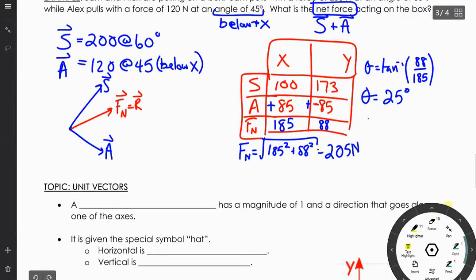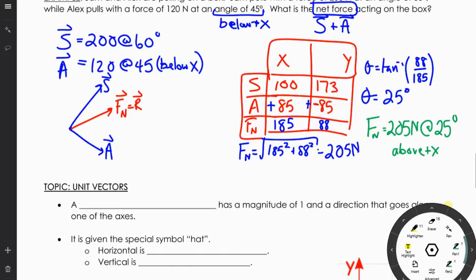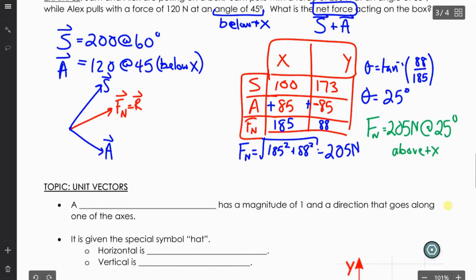All right, so Fn will equal 205 newtons at 25 degrees. And then you could say above positive x, because that's where it ultimately ends up being. All right, so that's just some base.